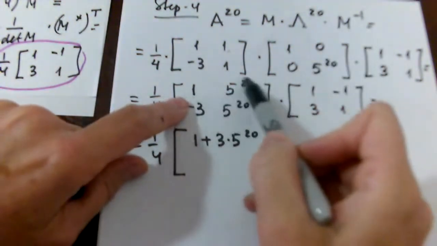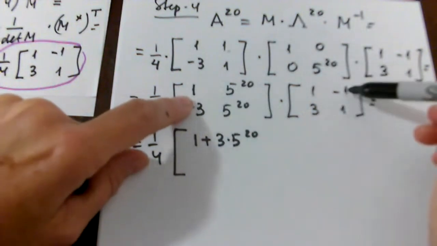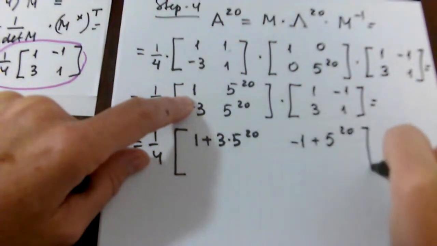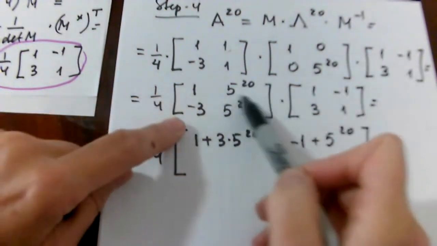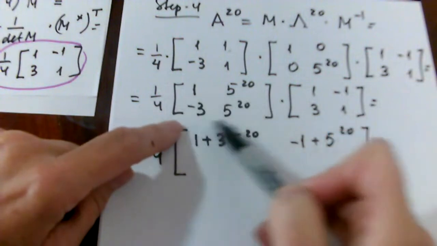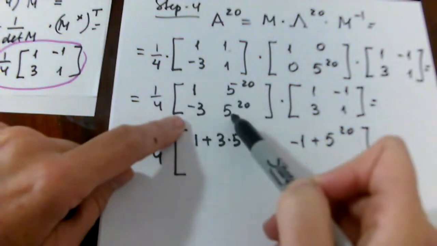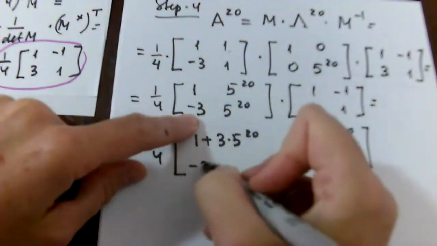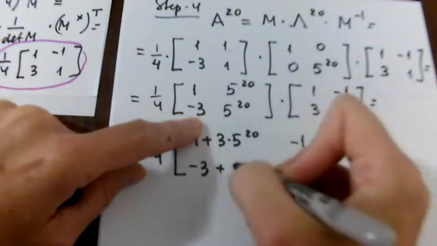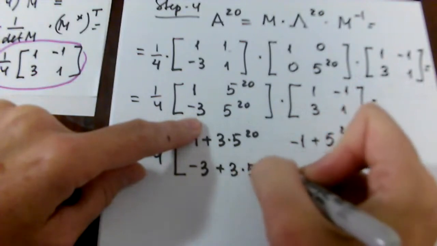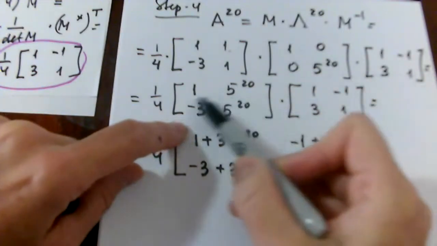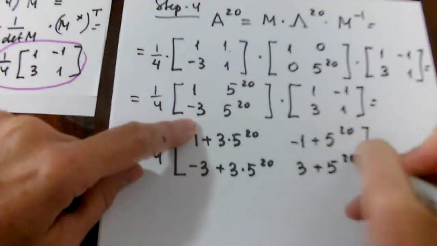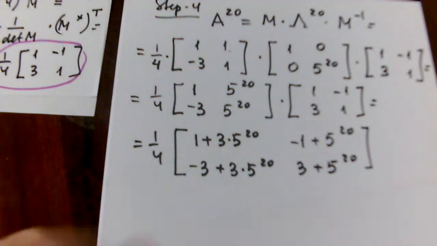Okay, so first row again, but second column here. So minus 1 plus 5 to the power of 20. That's it with the first row. It means that it's time to move to the second row in the first matrix. So second row and first column. Minus 3 times 1 will be minus 3. And this times this will be plus 3 times 5 to 20. And the last one, last row from here and last column from here will be 3 plus 5 to the power of 20. That's it. This is our answer.